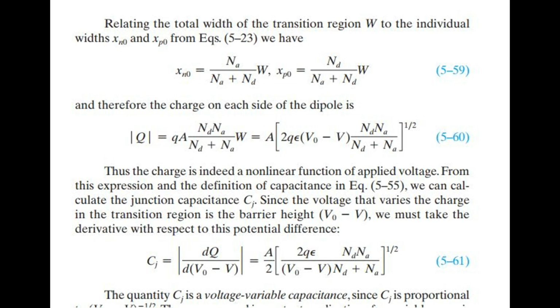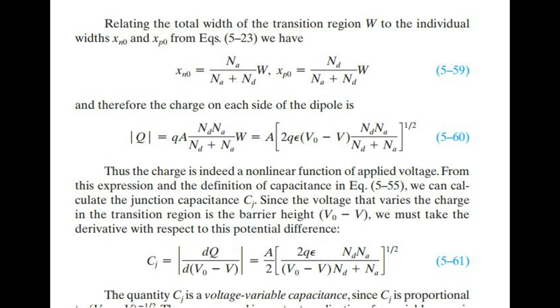Relating the total width of the transition region W to the individual widths XN0 and XP0 from EQs. 5.23, we have the charge on each side of the dipole. Thus the charge is indeed a nonlinear function of applied voltage. From this expression and the definition of capacitance in EQ 5.55, we can calculate the junction capacitance Cj. Since the voltage that varies the charge in the transition region is the barrier height, V0 - V, we must take the derivative with respect to this potential difference.